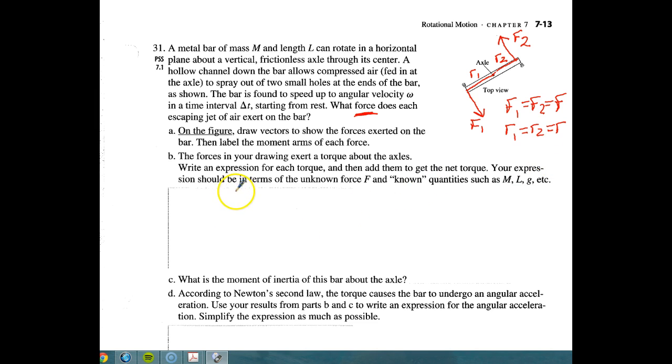At this point, it says the forces in your drawing exert torque about the axle. So write an expression for each torque and then add them to get the net torque. The expression should be in terms of the F and the known quantities such as M and L and G. Notice that the bar has a mass M and a length L. We have to be careful because our radius is not going to be R in this problem, it's going to be L over 2. So this problem does look very similar to an AP Physics 1 problem.